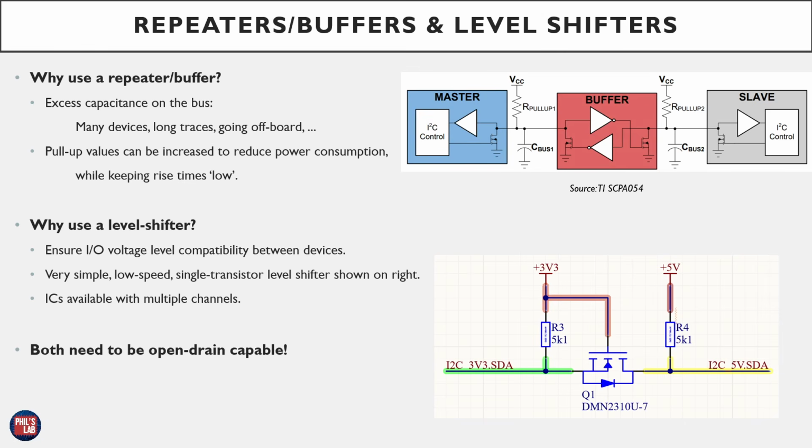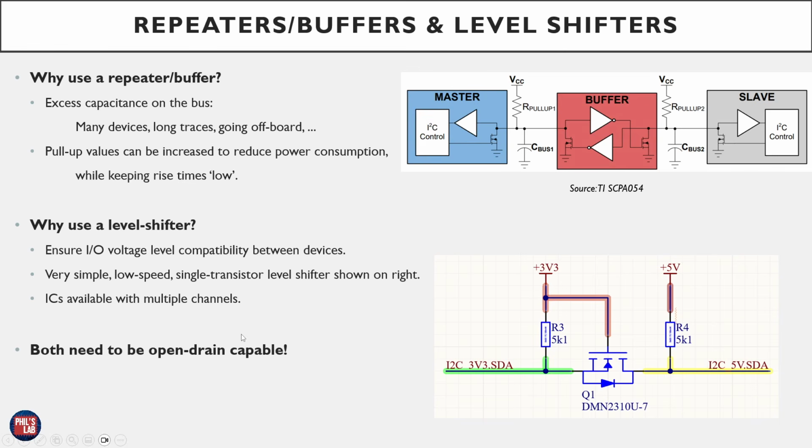We might also want to use a level shifter at certain times. For example, if you want to ensure I/O voltage level compatibility between devices. You can get I2C level shifters in IC packages, and these might have several channels. And as with repeaters and buffers, the level shifters have to be open drain capable.